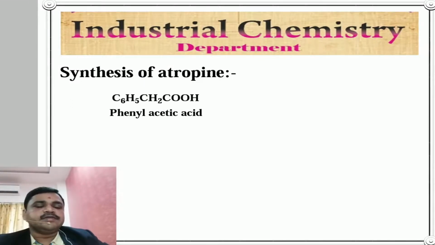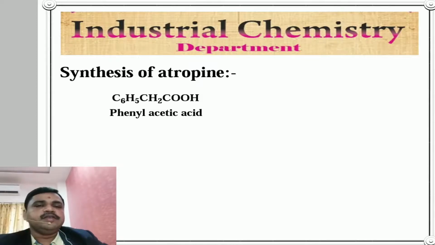In this class, we study two compounds: one is atropine and the second is papaverine. So, in this lecture, we synthesize atropine. First of all, atropine is synthesized from phenylacetic acid. In this synthesis, first we synthesize tropic acid and second tropanol. This tropic acid and tropanol on condensation give atropine. First we synthesize tropic acid, which is our compound number 1, and then we synthesize tropanol, which is compound number 2.